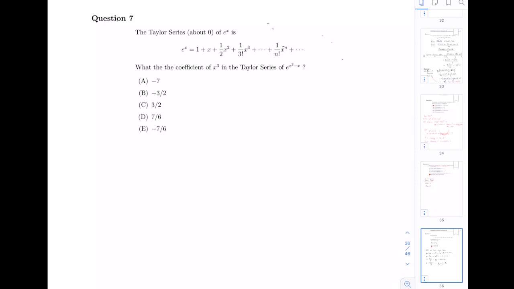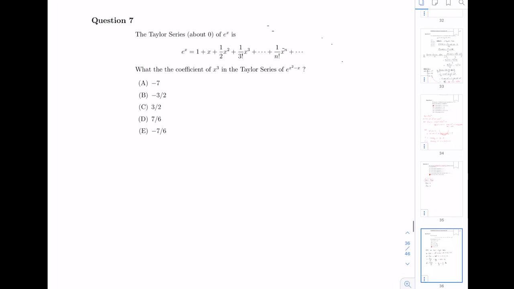All right. So let's make a note of this form. It's 1 plus x plus x squared divided by 2 plus x cubed divided by 3 factorial, all the way up to x to the n divided by n factorial, so that we can see the general pattern. Now we are being asked to write down the Taylor series.